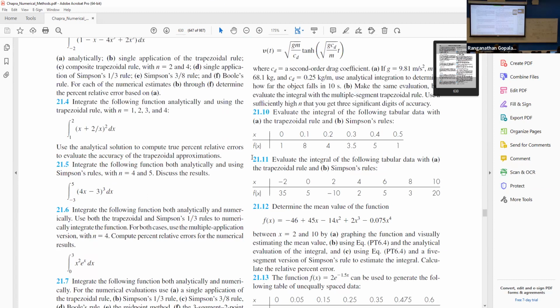All right, so problem 21.11. Evaluate the integral of the following tabular data with the trapezoidal rule and Simpson's rule. You are given the x value and the function at intervals of 2. So each segment is of length 2, so that is clear to you. Now you have to apply the trapezoidal rule.